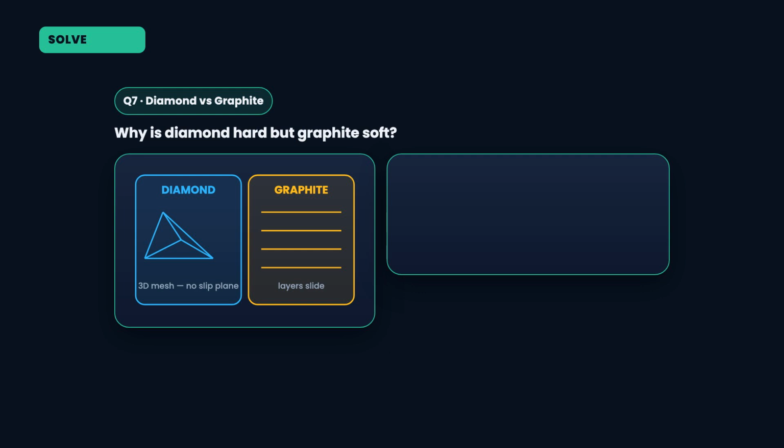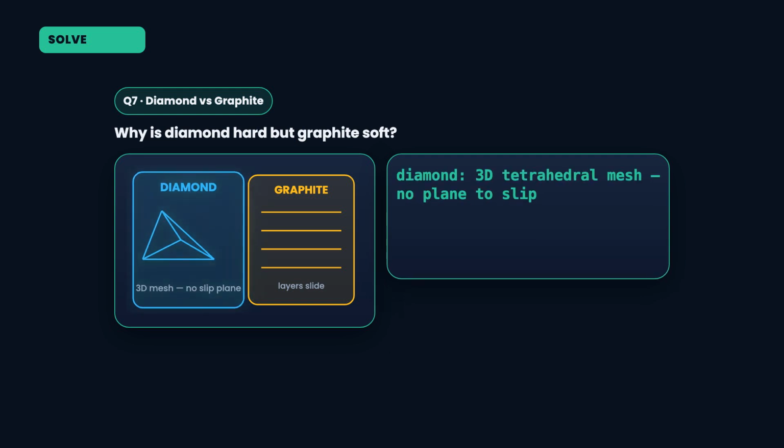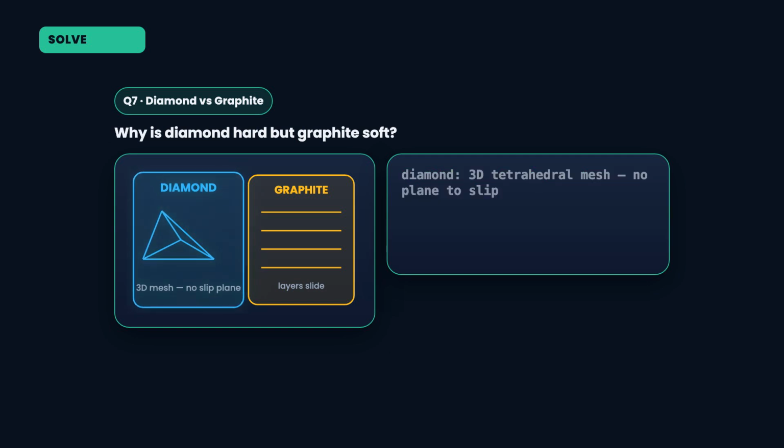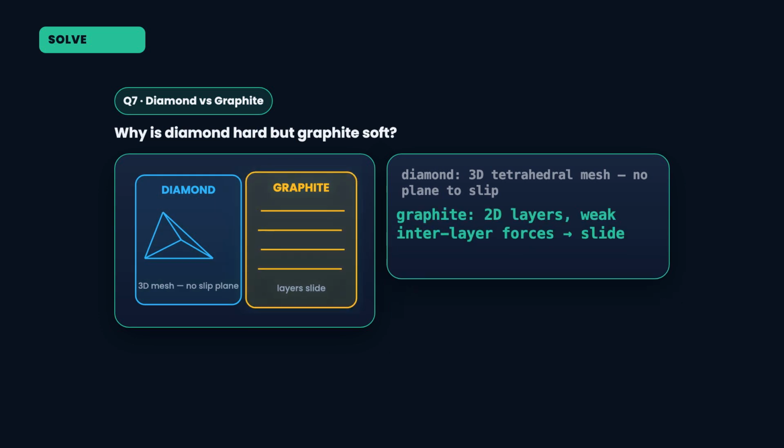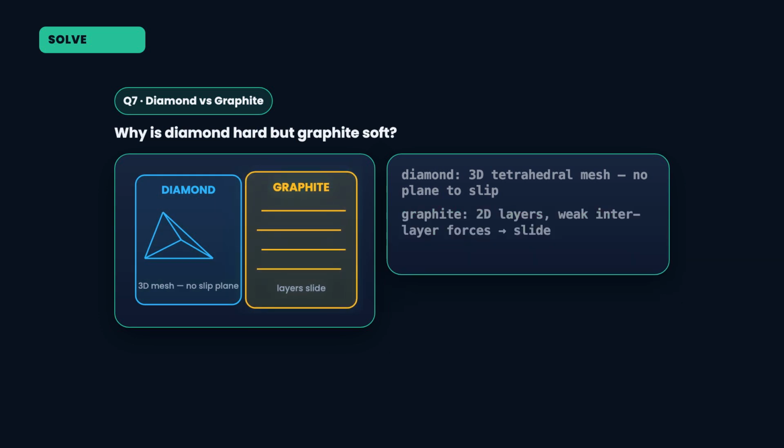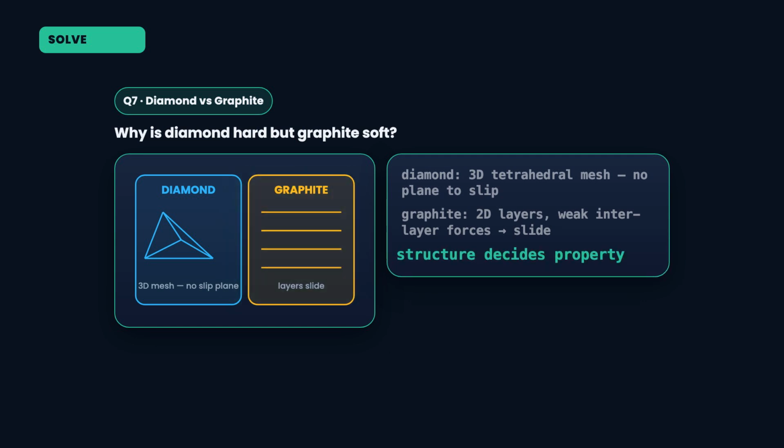7. Why is diamond hard, but graphite soft? Same carbon. Diamond, every atom bonded to 4 others in 3D, no plane to slip. Graphite, atoms in flat layers, only weak forces between layers. Layers slide. Structure decides property.